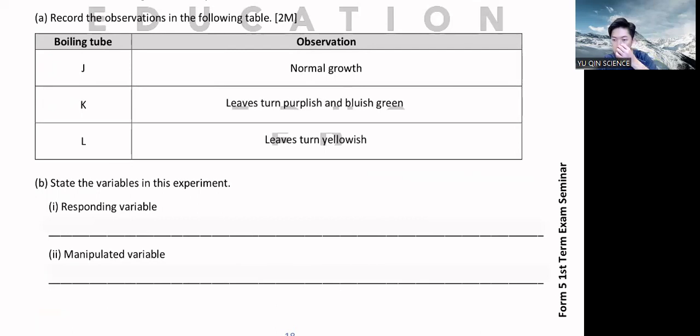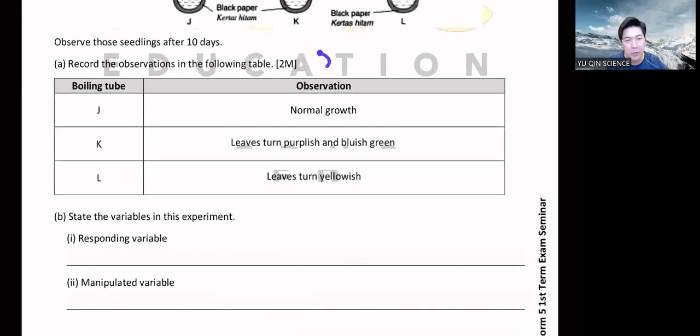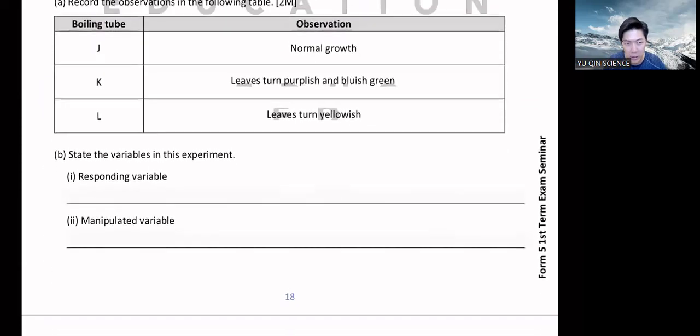Can I just say purple? Yeah, you can just say the leaf turns purplish or turns purple, okay? Okay, responding, copy from table. But this sounds weird. You cannot just say observation, you cannot just say boiling tube. This one you have to think a little bit.